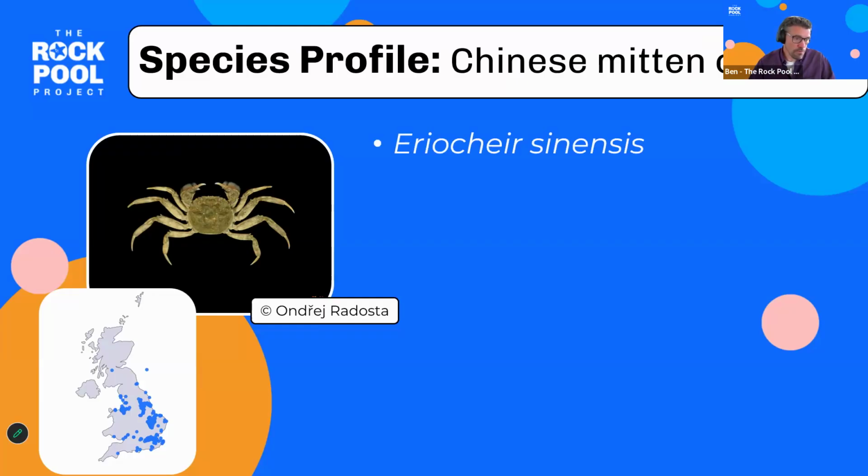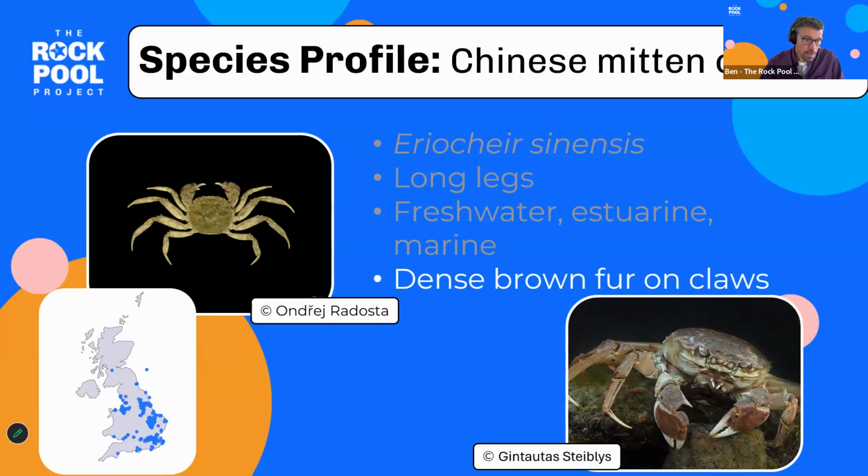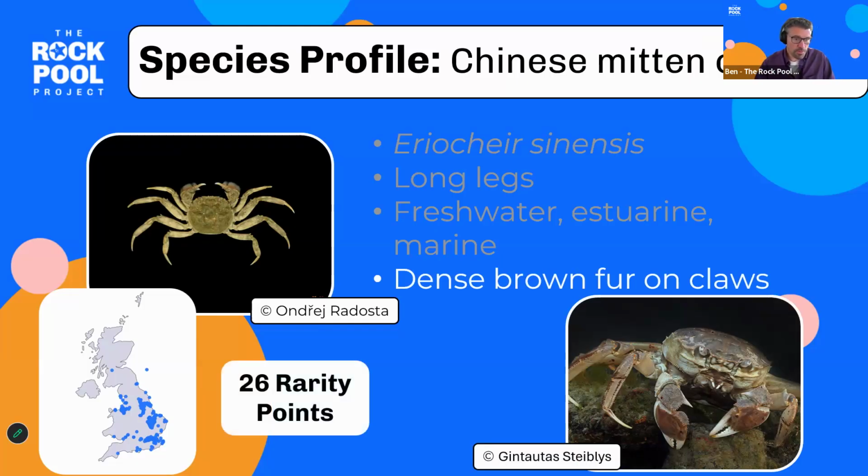You know, I'm so unfamiliar with it. I've never actually said its Latin name before, but I'll give it a go. Eriocheir sinensis. Very long legs. You can see that from the picture there. It's freshwater, estuarine, and marine. And it has dense fur on its claws. 26 rarity points if you can find that one.